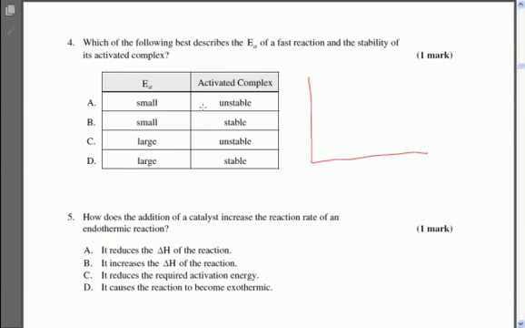Now let's take a look at question number 4. It says, which of the following best describes the EA, or activation energy, of a fast reaction and the stability of its activated complex? EA is activation energy. If the reaction is happening fast, what we can say about it is that it's going to have a very small EA. So here's a graph of potential energy, and reaction proceeds on here. What we'd see is that our EA would be very, very small.